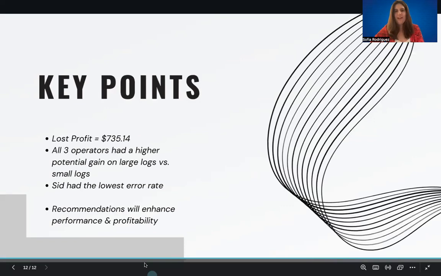By identifying lost profit, analyzing operator performance, and understanding these error patterns, the study really highlights the need for strategic changes in order to optimize profit. With this analysis and these recommendations, if they're implemented, Welco Lumber Company is able to optimize from large and small logs when processing, and they're also able to raise their profitability with these recommendations.